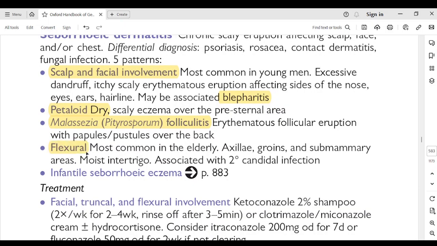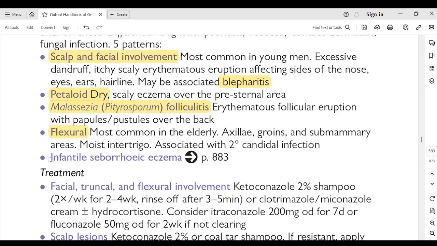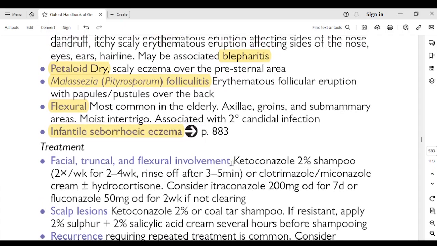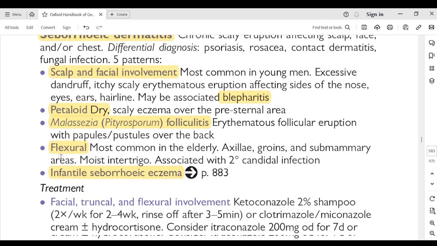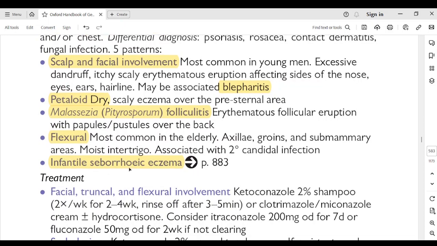Flexural, most commonly in the elderly, axillae, the groins and submammary areas are most commonly affected. Moist intertrigo associated with secondary candidal infection. Infantile seborrheic eczema, page number 833. So there are 5 types of seborrheic dermatitis. To summarize, scalp and face involvement, petaloid involvement involving the sternum in males, Malassezia folliculitis, the back, flexural, elderly people in the axillary, groin and submammary areas, and infantile seborrheic dermatitis, which we will see in 833.